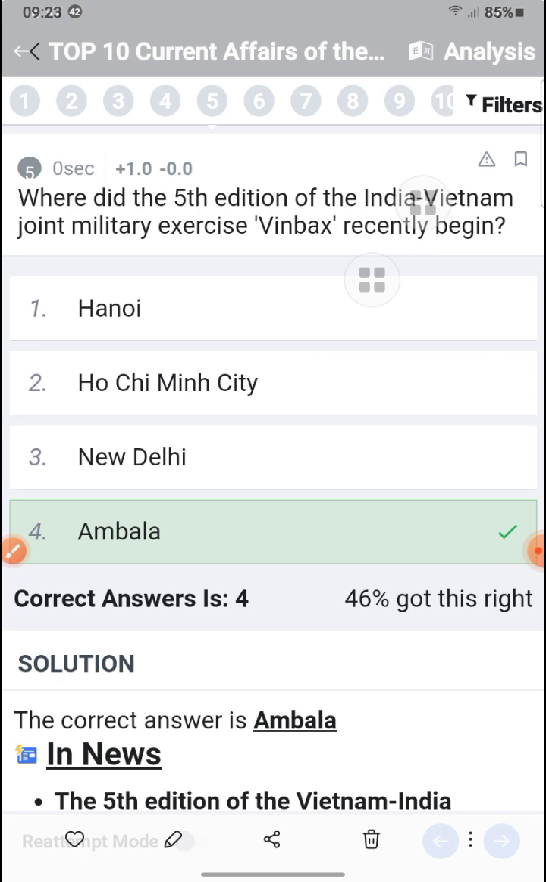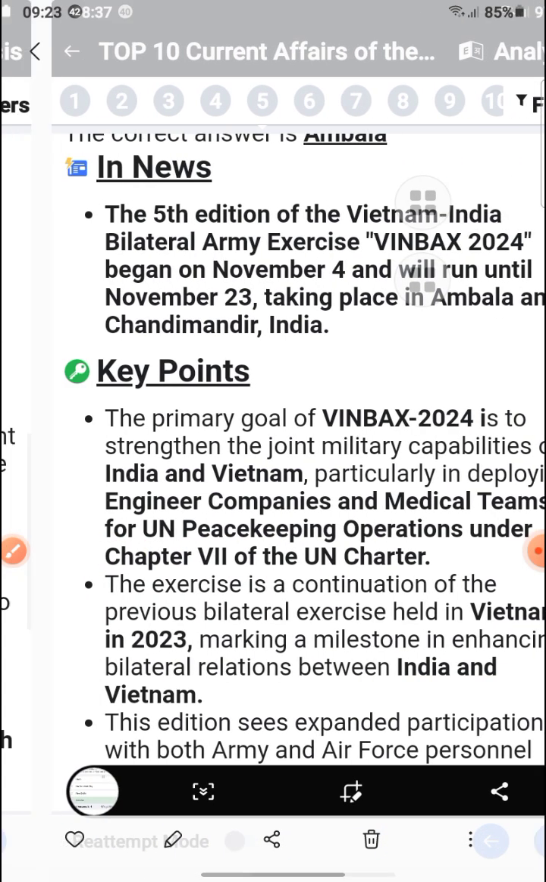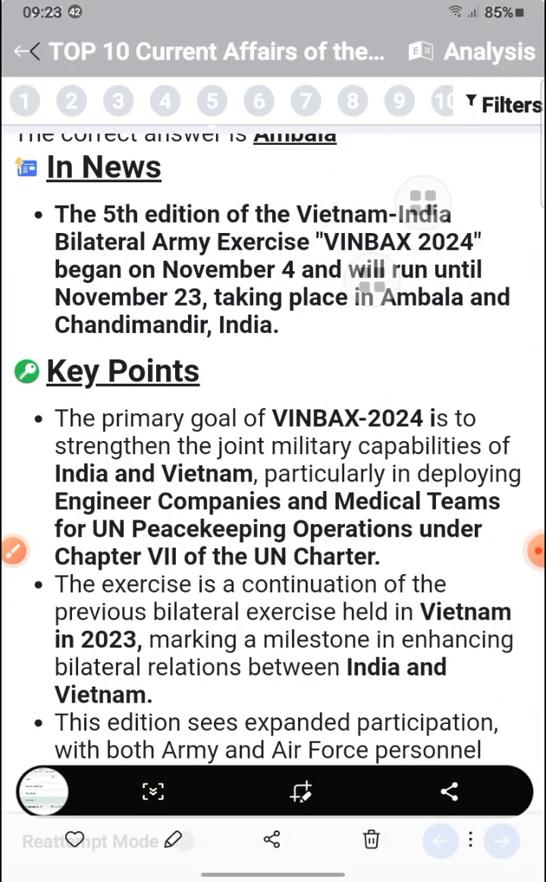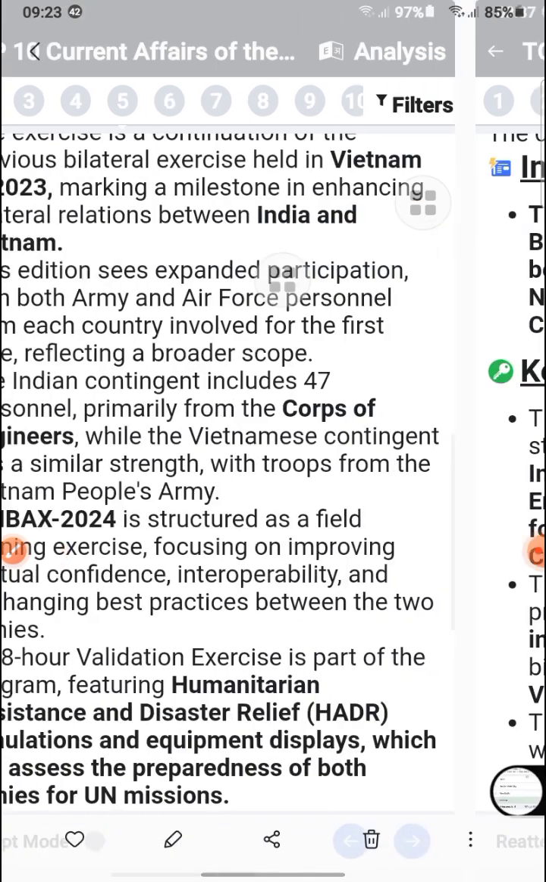Now, where was the fifth edition of the India-Vietnam joint military exercise VINBAX? That was in Ambala. VINBAX 2024 between India and Vietnam is particularly about developing medical teams and UN peacekeeping operations under the UN Charter. This is the fifth edition of the bilateral army exercise between Vietnam and India.